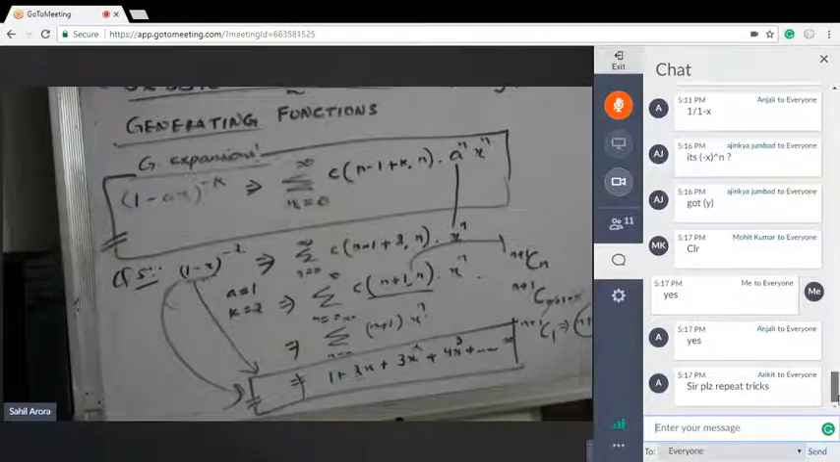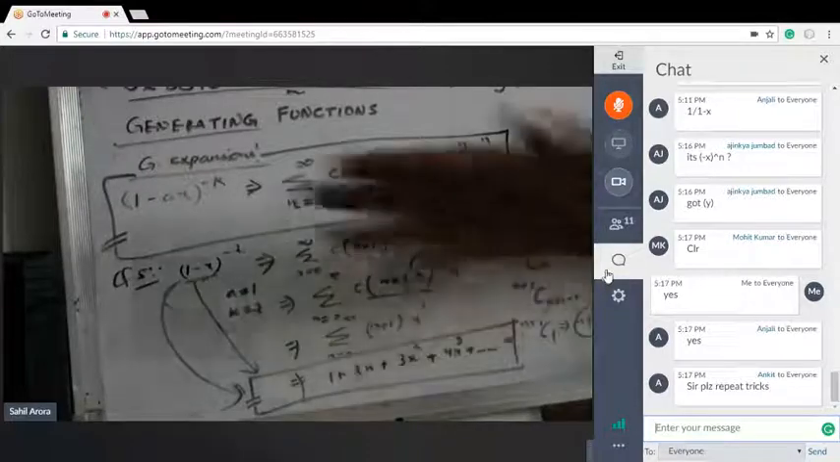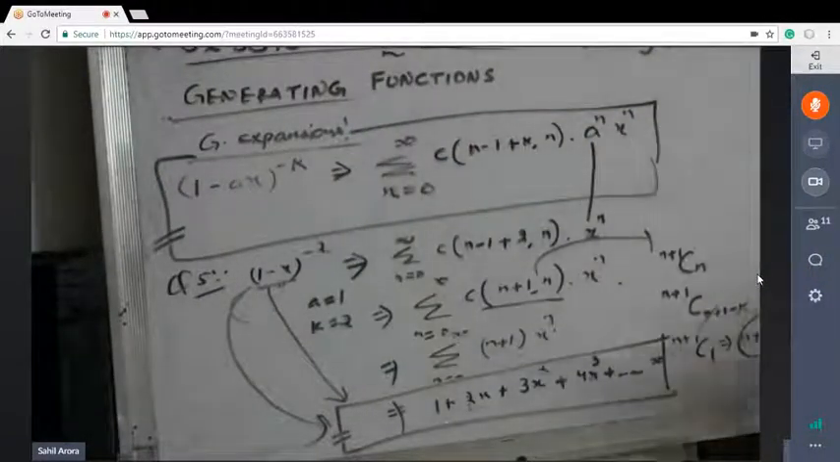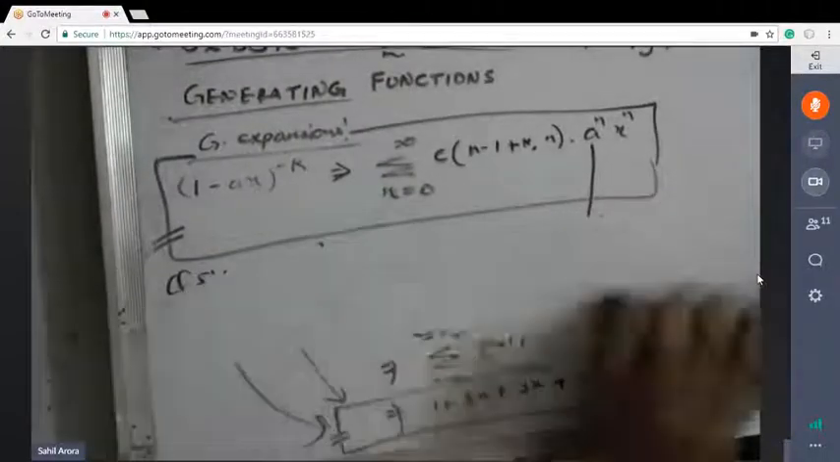Ankit says, please repeat the tricks. It is not a trick actually. So one thing is you can apply the formula and expand it like this, right? The next thing is, I'm writing here again.